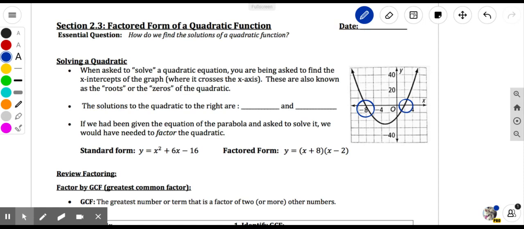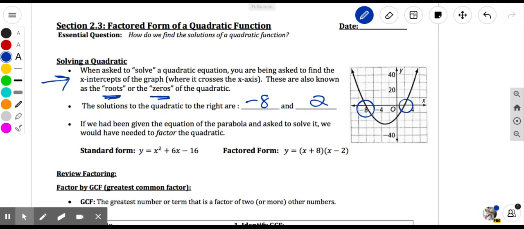So if you look in this bullet right here, those x-intercepts are called the solutions. They're also known as the roots of the graph or the zeros of the graph. In a week or so, or maybe longer, we're going to be doing a ton of work with finding the zeros and all of that. I just wanted to do a brief overview today. So we would say that the solutions to this quadratic are -8 and 2, because it's where the graph hits the x-axis.